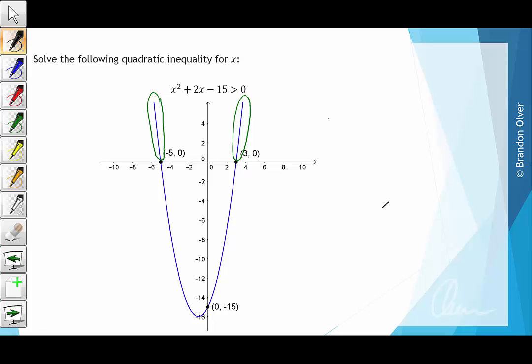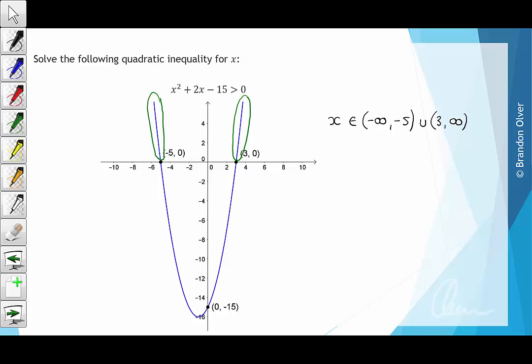So in set notation, the solution is x is an element of, and we have it going from negative infinity all the way up to negative 5, but not included, so we use the round brackets, and we union that. So we include a second interval, which goes from 3 not included up to infinity not included.